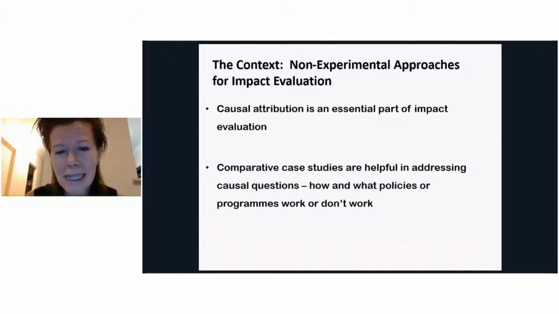Now, comparative case studies, our focus for today, are really useful for helping us address causal questions. In my training, I was told that anything like case studies, any qualitative approaches, surveys, anything other than randomized control trials were not helpful in addressing causal questions. So I was given the impression there was one way. And what I've learned from practice is that one way doesn't mean it's the only way.